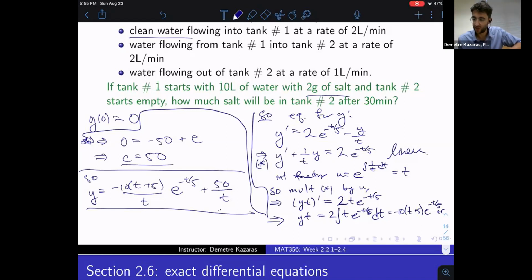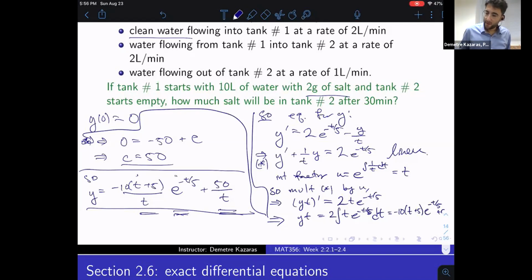And notice that you have the 50t here and a minus 50t, albeit multiplied by this e there. When you take the limit as t goes to 0 from above, those things cancel out, and you indeed get just this t times the e to the minus t over 5 at time 0, which is 0.